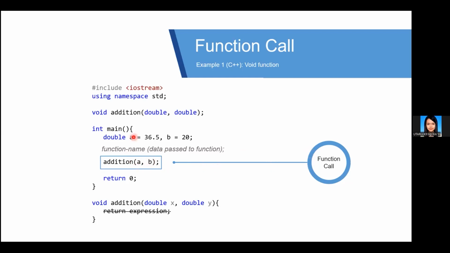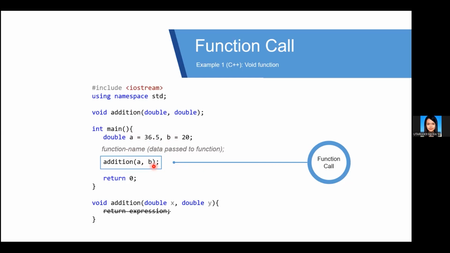So what is the function name to be used in this function call? Of course, the function name is addition, right? And then what are the parameters? What are the values that we want to pass down to the function? Of course, we want to pass down A and B. I want to pass down these two pieces of information to the function so that the function can do some summation job for us. Okay, so I will pass down A and B to the function, right?